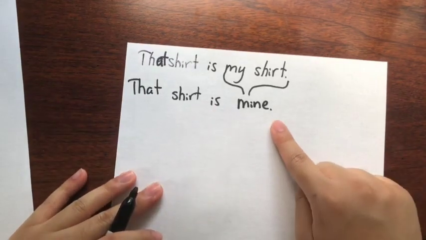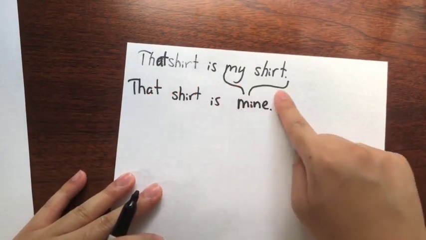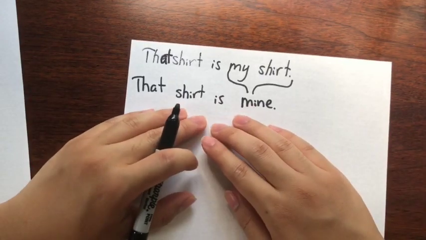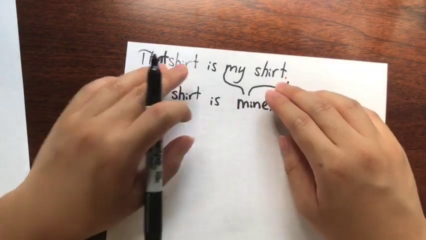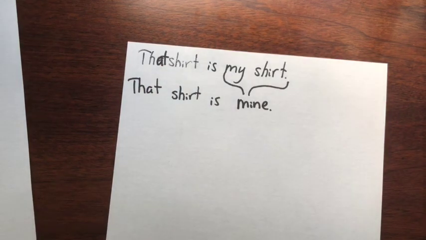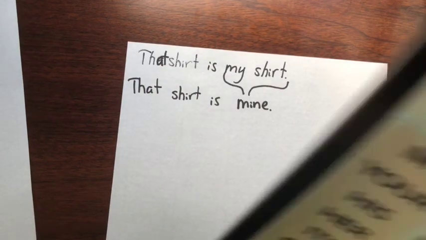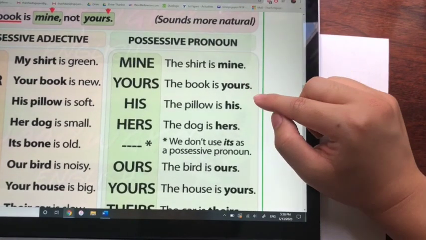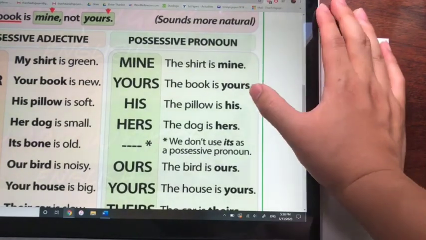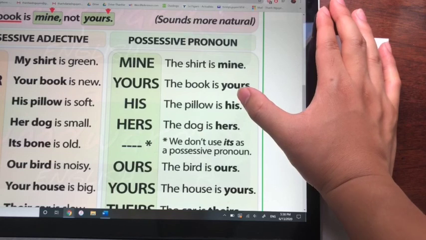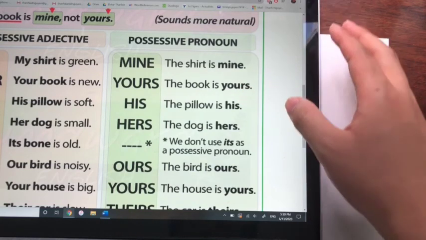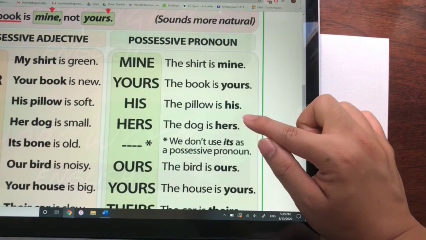That shirt is mine. That shirt is my shirt. That shirt is mine. This sentence is better because we don't have to say shirt 2 times. Okay? The book is yours. So yours is replacing your book. The book is your book. The book is yours.